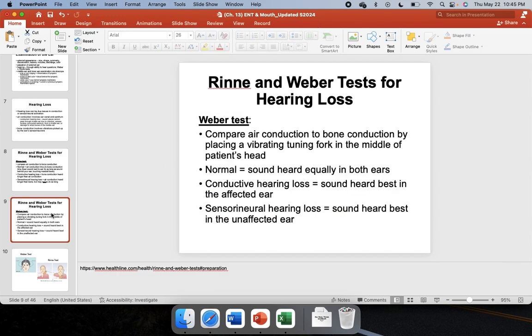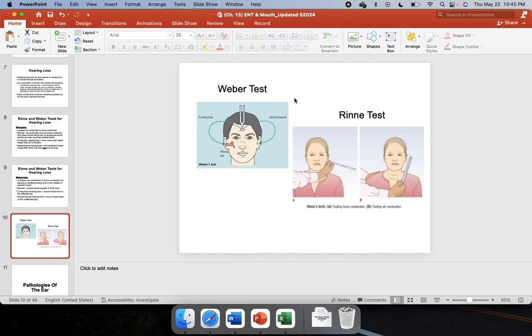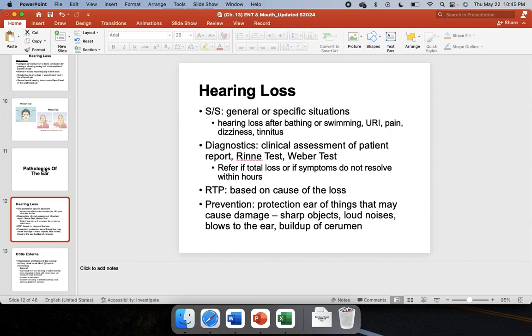So anyway, just a little bit on that Weber and Rinne test. We'll practice those. So here's Weber and Rinne. Okay, and then we'll get into just a few of these pathologies of the ear.